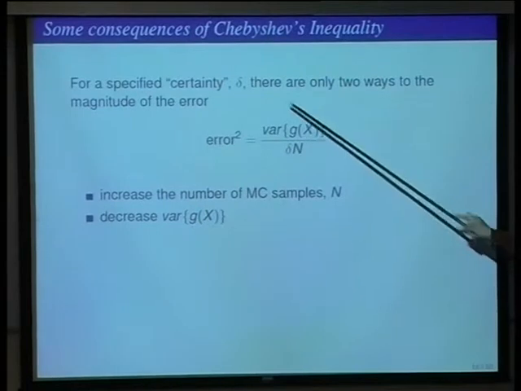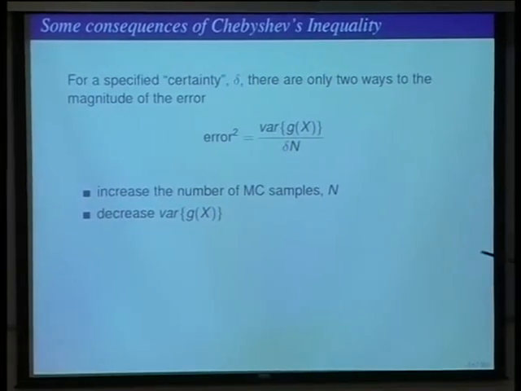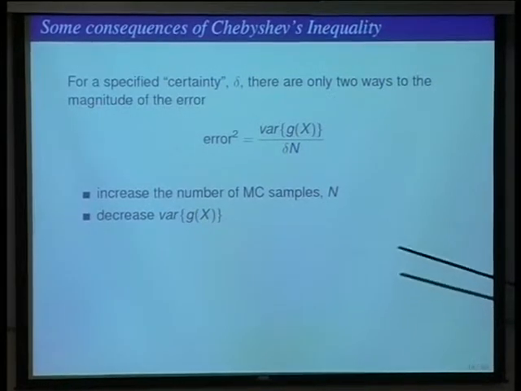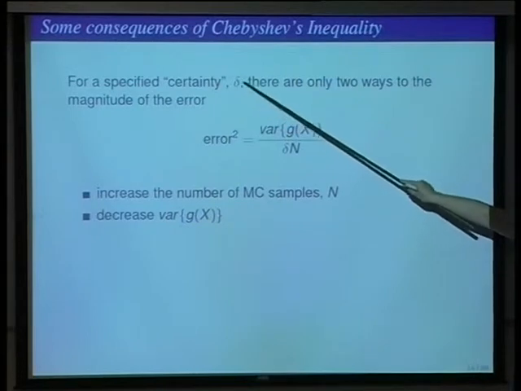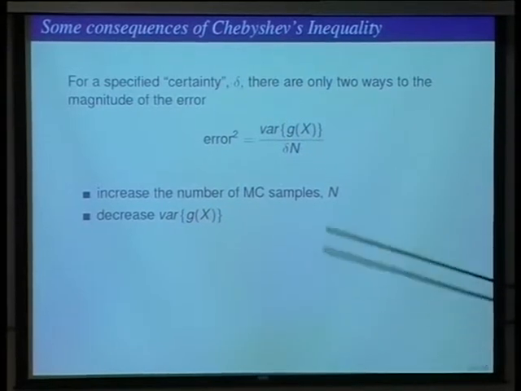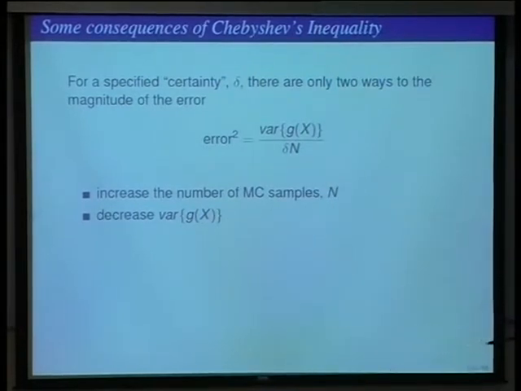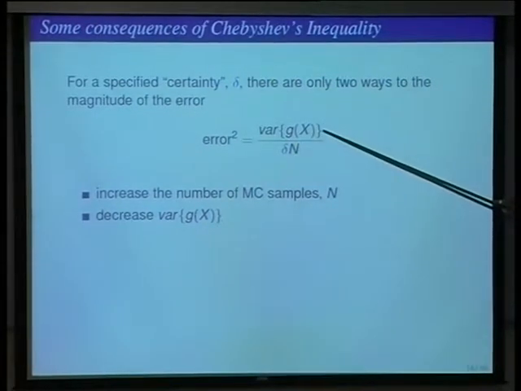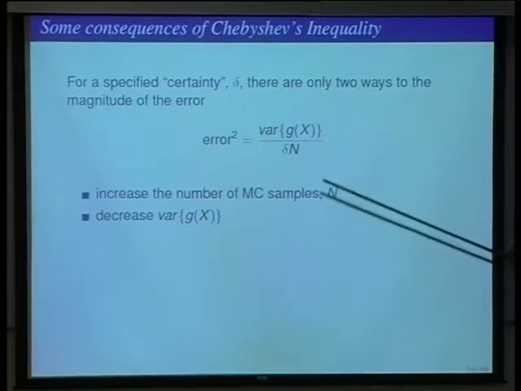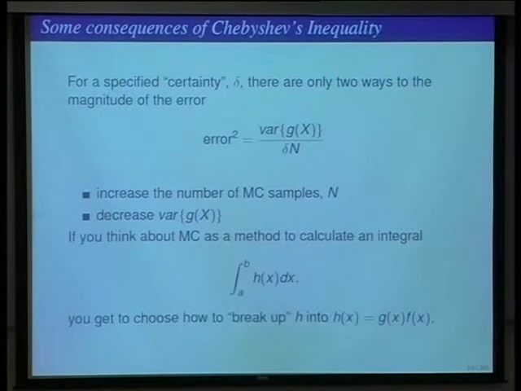I want to say this with confidence. There are only two ways we can manipulate this error term. With a certain confidence, this delta is fixed. The only things that are not fixed are the variance of g and the number of samples we're taking. So if I want this to be smaller, there are two options. Either the variance of g is smaller or n is bigger. Those are our options. That's what we have to work with.